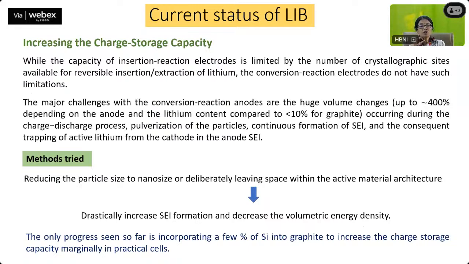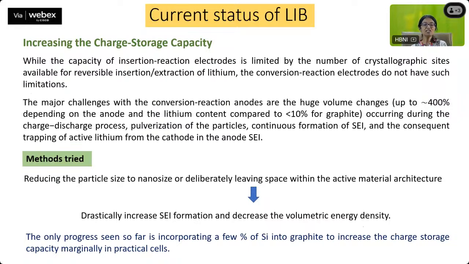While the capacity of insertion reaction electrodes is limited by the number of crystallographic sites available for reversible insertion extraction of lithium, conversion reaction electrodes do not have such limitations. So you can have various conversion reactions with which you can also have some alloying reaction taking place. And if all these take place together, in that case, you are going to increase the charge capacity. Why? Because that N value, if you remember how we calculated the specific capacity, the number of electrons transferred is going to increase, or the number of lithium ion transferred is going to increase.